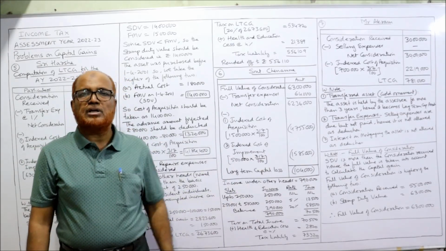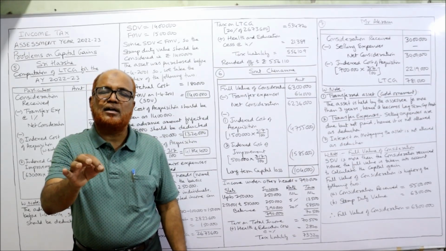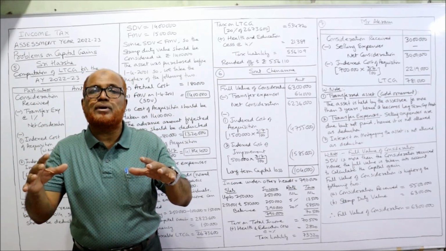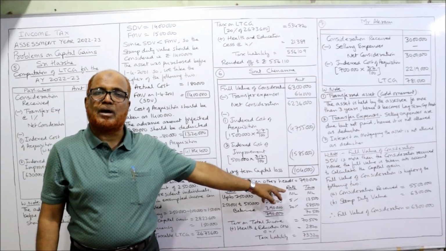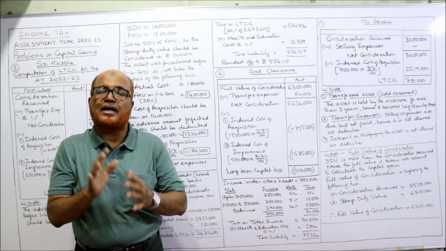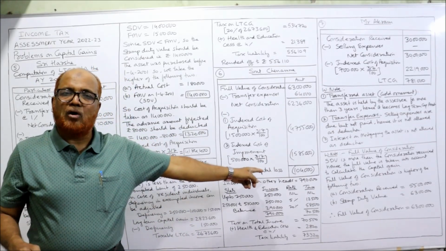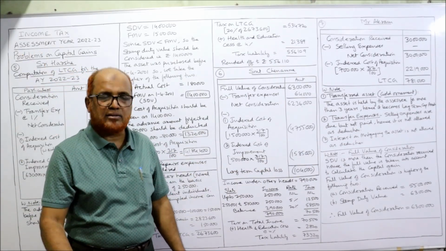So this 1,04,000, if there is no long-term capital gain during the current year, can be carried forward to the next year. Next year, if there is long-term capital gain, last year's long-term capital loss can be deducted from that gain. That is the provision. So presently, we just have to say this long-term capital loss should be carried forward, right?